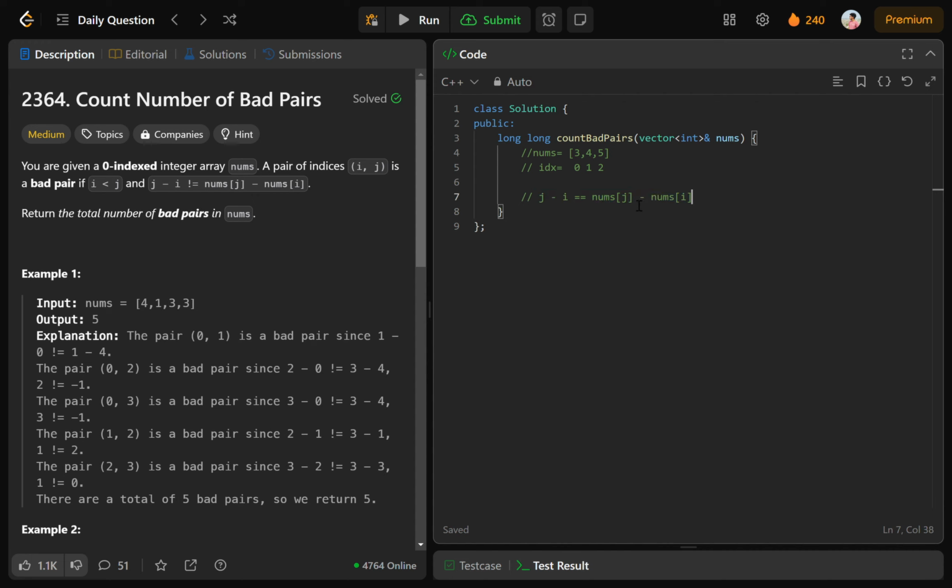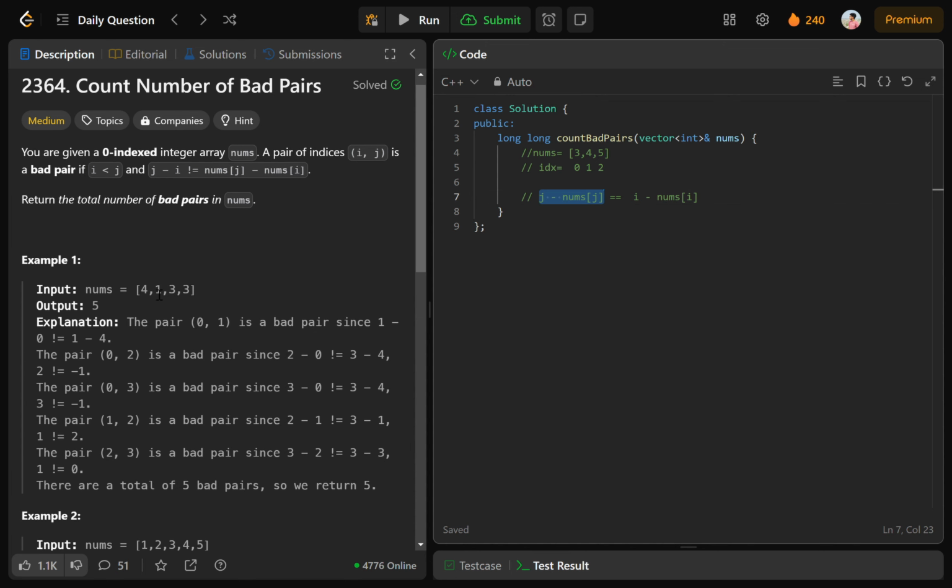Now if we simply shift nums[j] to the left side and i to the right side, what will happen is that nums[j] becomes minus when it goes to the left side, and the minus i becomes positive when I shift it to the right side. So the equation resolves for the good pairs to j minus nums[j] double equals to i minus nums[i]. So we simply need to track the difference. j minus nums[j] is the difference between the index and the current element, and i minus nums[i] is also the same.